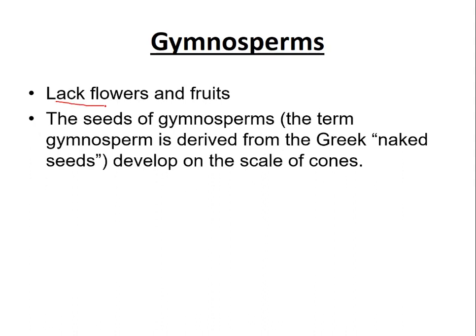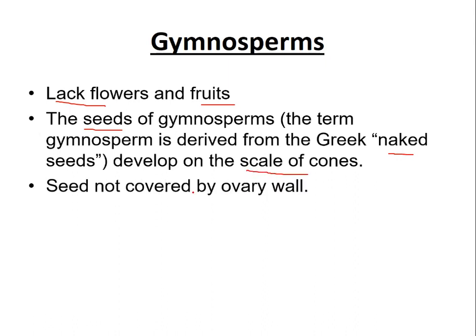Gymnosperm lack flowers and fruits. The seed of gymnosperm is known as naked seed that develops on scale of cones. So they are not producing flowers and fruit because the seed are naked and not covered by ovary wall. The phylum under this category is known as phylum Coniferophyta, one of it, right? There are four phyla, so we are going to detail out the phylum Coniferophyta.